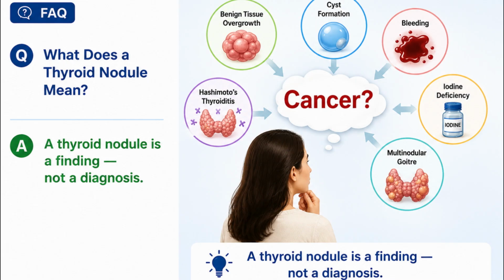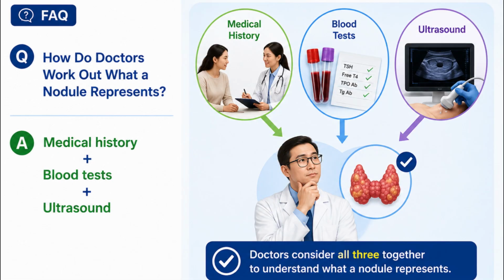Many patients begin searching online with the fear of cancer. They then view every other possibility through that fear. But finding a thyroid nodule only tells us that one area of the thyroid is different. It does not by itself identify the cause. Doctors therefore consider the patient's medical history, thyroid blood tests, and ultrasound findings together.